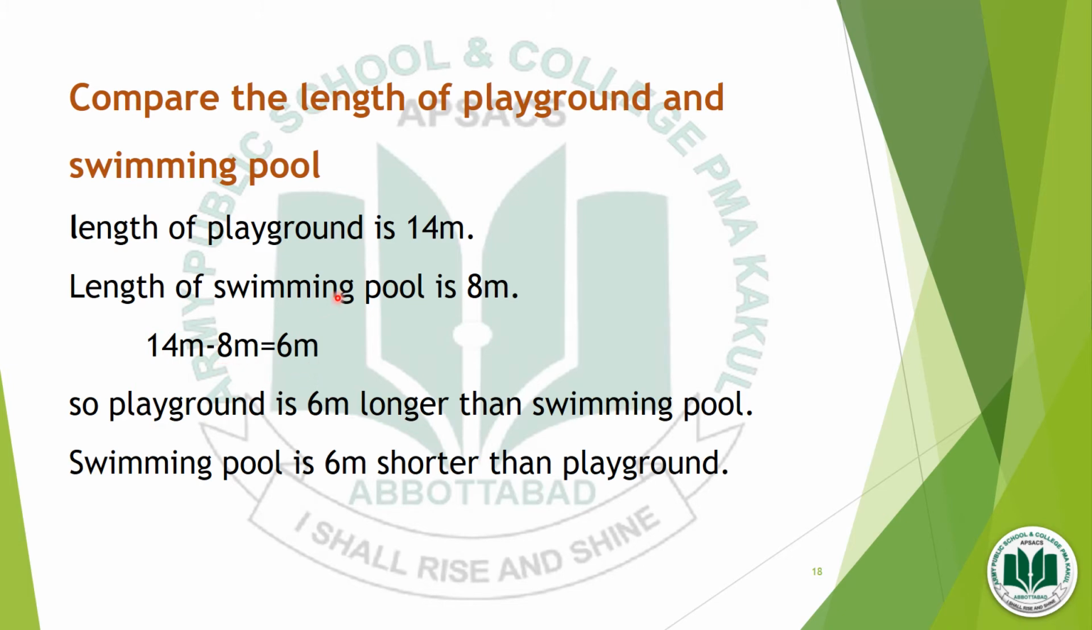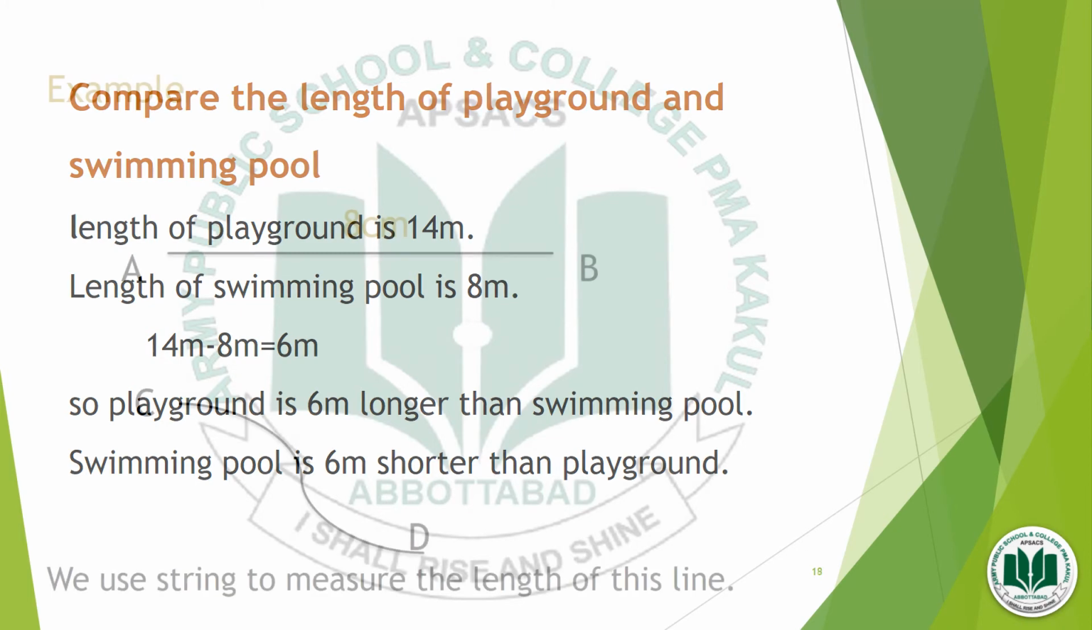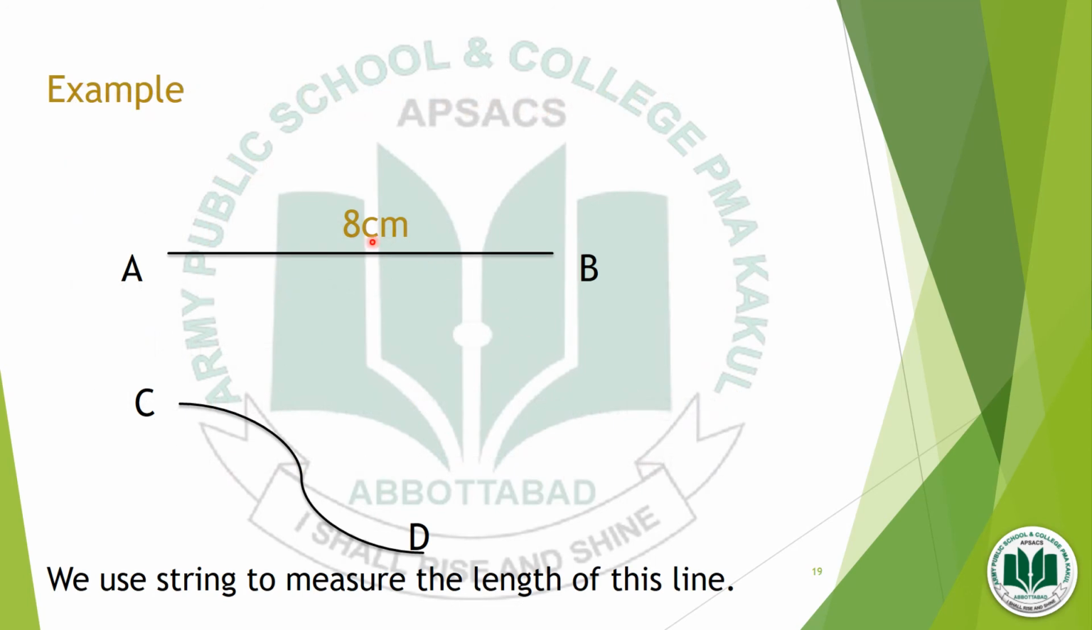So we can say playground is 6 meter longer than swimming pool, or swimming pool is 6 meter shorter than playground. So for comparing the lengths, how much longer and how much shorter, you have to subtract the lengths of things. To measure the length of any given line, we use the scale.